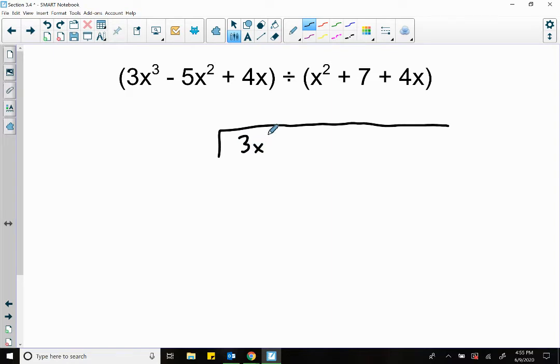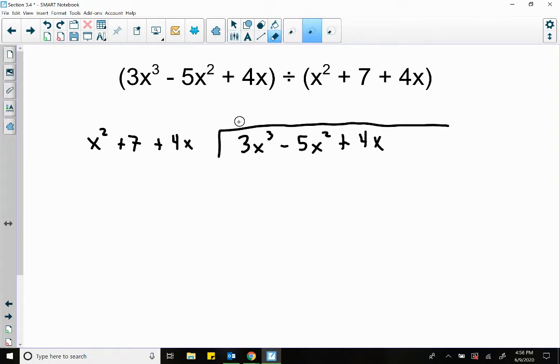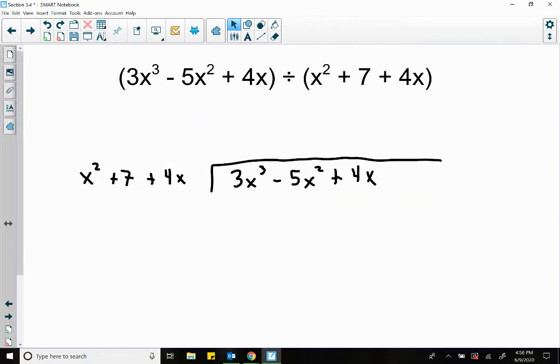The piece under the division sign looks like this. This is not the problem because this is the first parenthesis. It's A-okay. The problem is the second parenthesis. If you look at this, it is x squared plus 7 plus 4x. What's wrong with that? Whenever you do polynomial long division, one of the big things is you must make sure that you are in standard form. Both polynomials need to be written in standard form. Let me fix this real quick.